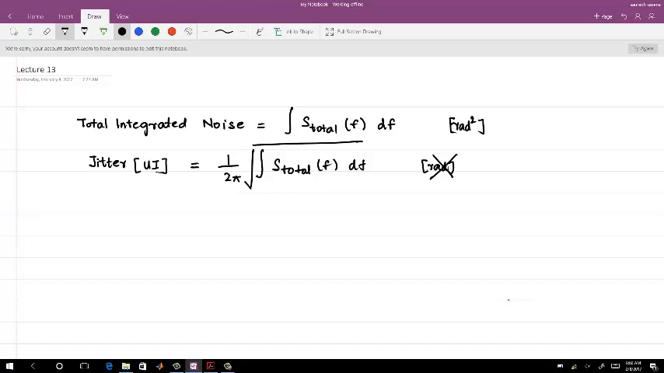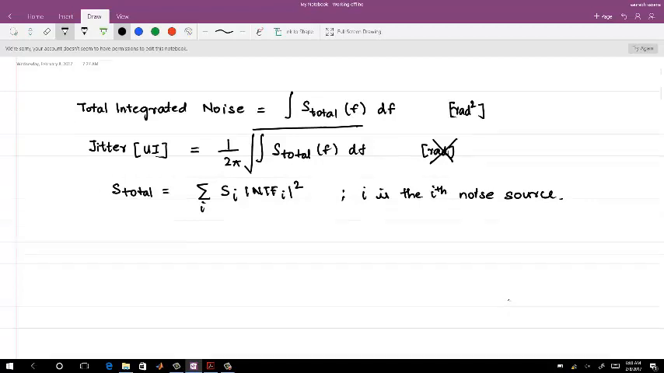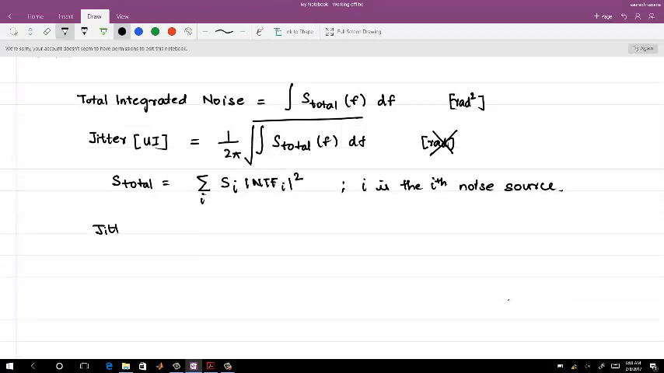Here S total is actually equal to the sum of S of i into NTF of i whole square, where i is the ith noise source. So just have that correction.